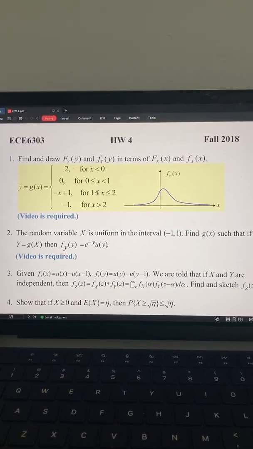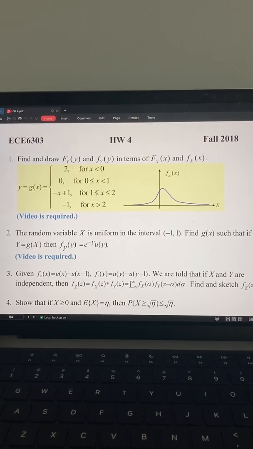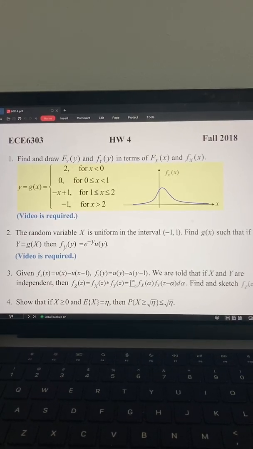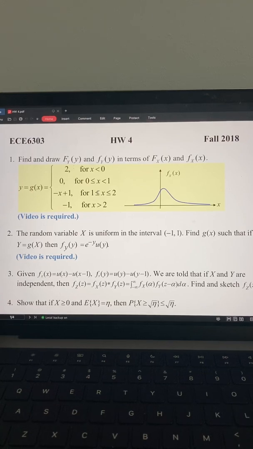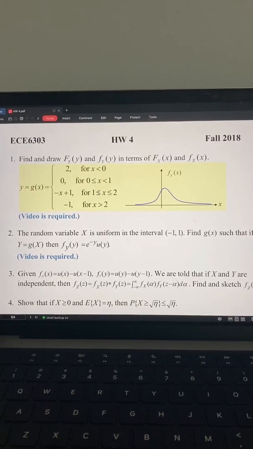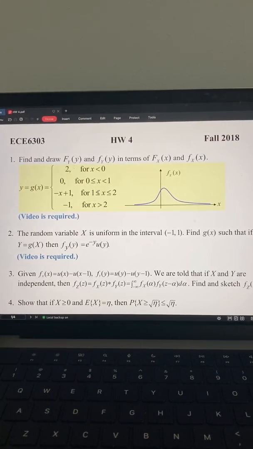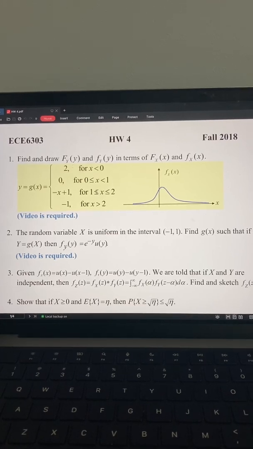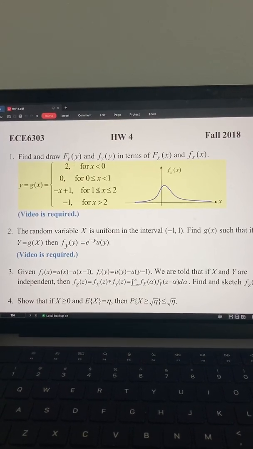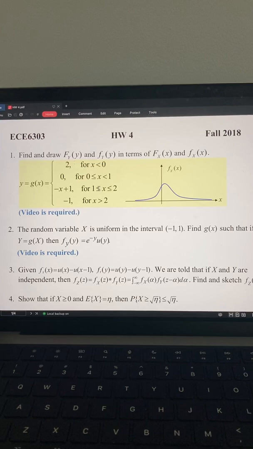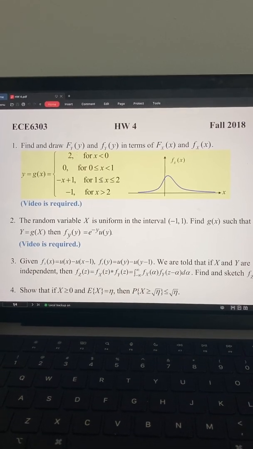So let us look at question number 1. In question number 1, we are given the value of g of x as some values between some ranges, and we need to calculate the density function and distribution function of y in terms of the density function and distribution function of x. So let us look at the solution for this problem.